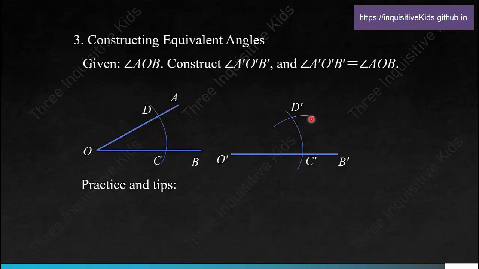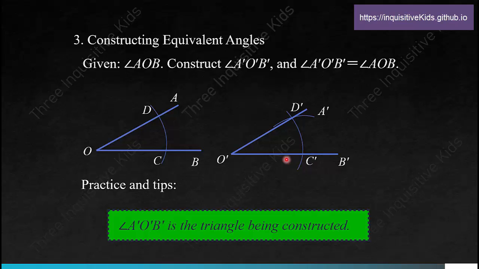Now we have this arc over here intersecting with this arc. The point where they intersect is D prime. So then all we do is connect O prime with D prime, and then this is going to be ray A prime. So here you have it. We have two congruent angles. If you misunderstood something, you can always rewind back into the video, but this time I'm going to keep going.